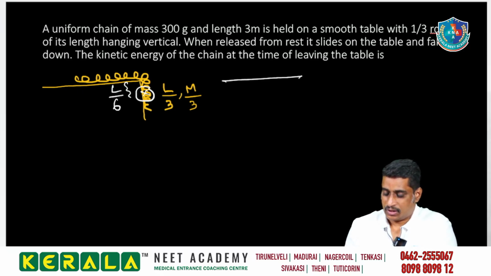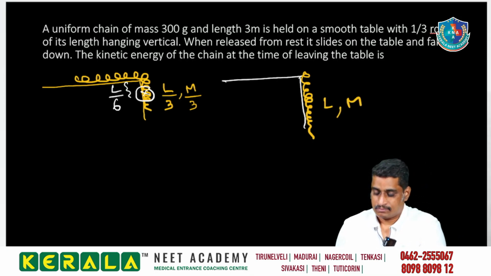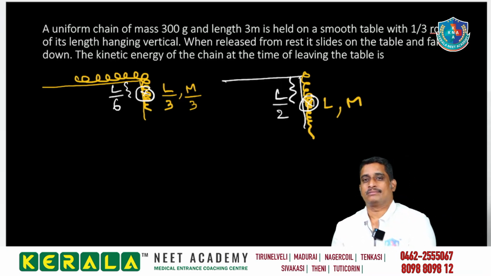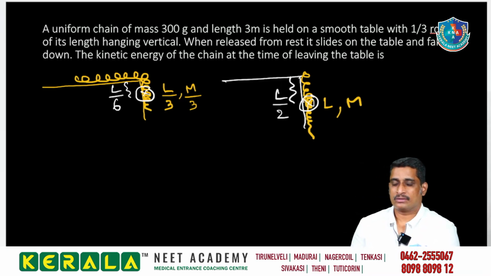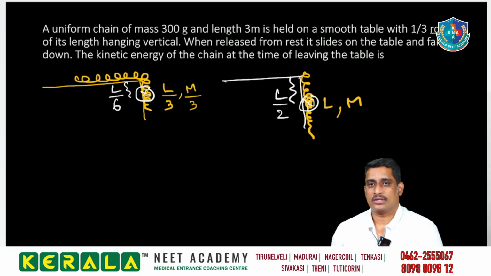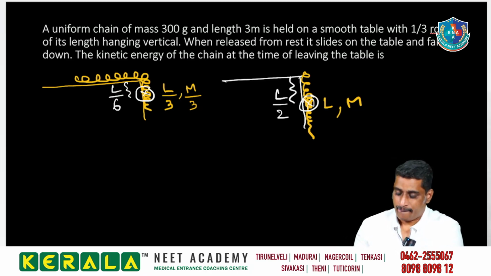Now, the chain totally is coming down from the table. Now the total length of the chain is L, mass is M. Now the center of mass of this part will be at a distance L by 2. If you look at these two diagrams, one point you can understand very clearly: the initial location of the center of mass is at a distance L by 6 from the edge of the table. Now the center of mass will be at a distance L by 2 from the edge of the table.